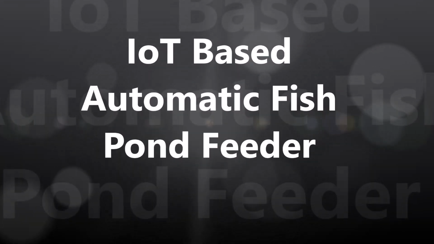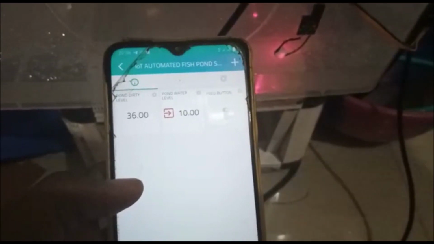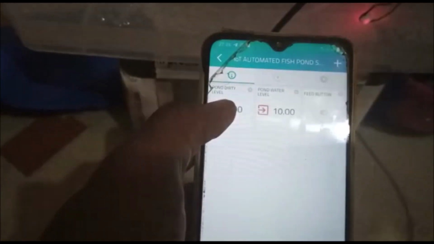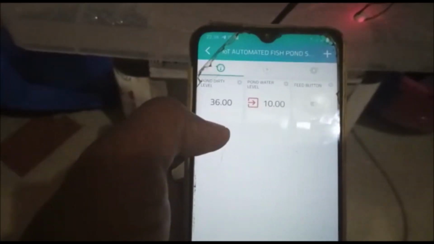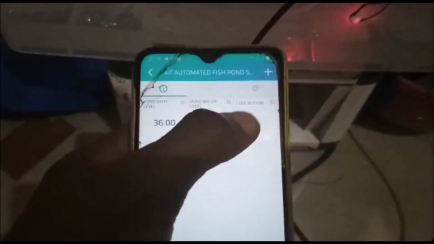Welcome. In today's video tutorial we will be designing and constructing an IoT-based automatic fish pond feeder. This project model design has an IoT platform where the model farm is monitored. The dashboard lets us measure the level of cleanliness or dirtiness of the model fish pond water, with 100% being the dirtiest. We can also see the percentage of water level in the fish pond. And there is a button where feeding can be controlled.